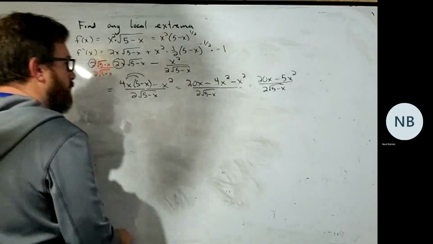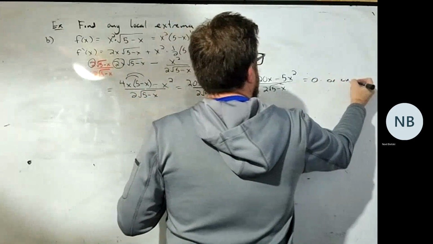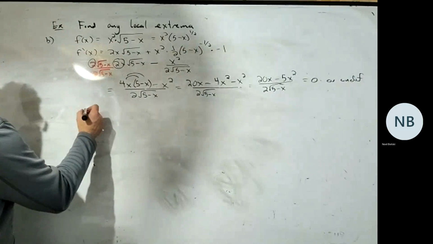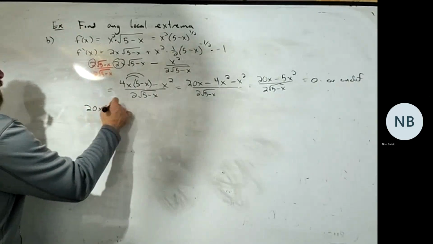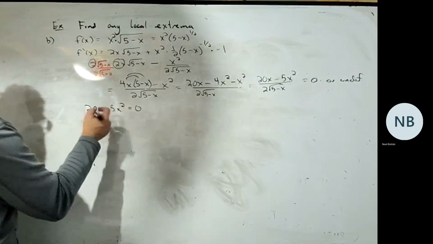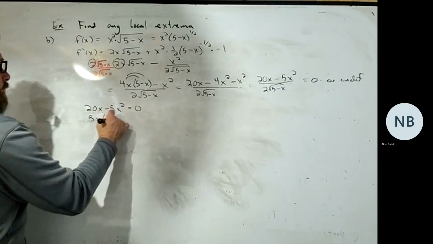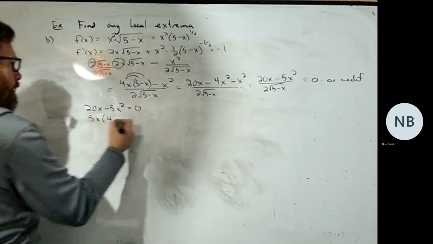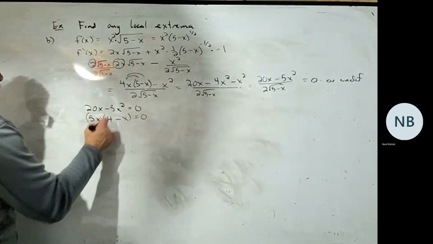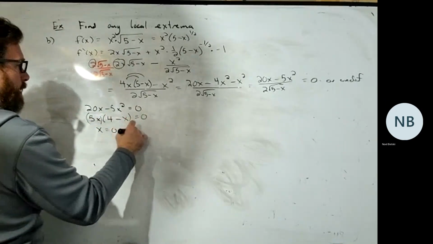So first, when this is equal to 0 or undefined. A fraction is equal to 0 when the numerator is 0. So this would be when 20x minus 5x squared is equal to 0. This is a polynomial, so we can just factor. Let's factor out a 5x, leaving 4 minus x equal to 0. I got two factors: 5x equal to 0 gives x equal to 0, and for this one, x is equal to 4.